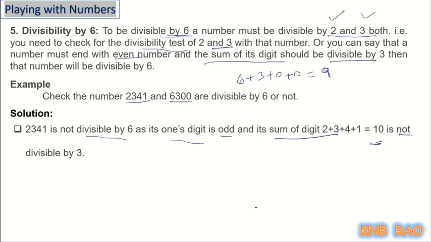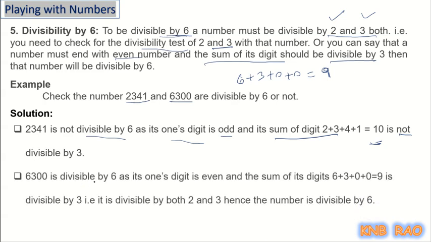See, moving on to the other one, 6300, it is divisible by 6 as its ones digit is even, therefore it is divisible by 2, and as its sum of the digits is 9, which is divisible by 3, thus it is divisible by both 2 and 3, hence the number is divisible by 6.